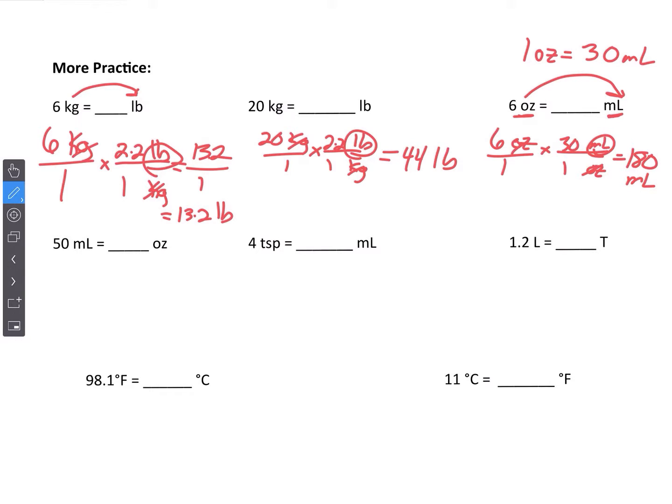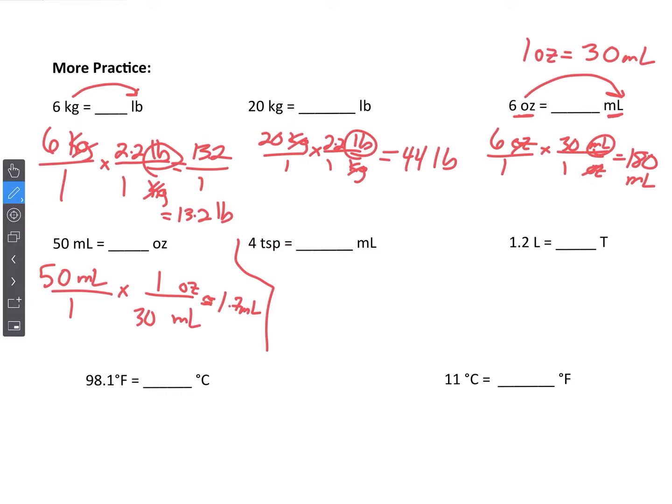The next one, very similar, 50 milliliters over 1. I'm canceling out milliliters and I'm going into ounces. I know the conversion here. 1 ounce is 30 milliliters. So I'm going to get approximately 1.7 ounces. This is 50 times 1, and then you're going to divide by 30 times 1. So 50 divided by 30, we round that to the tenths place, about 1.7.